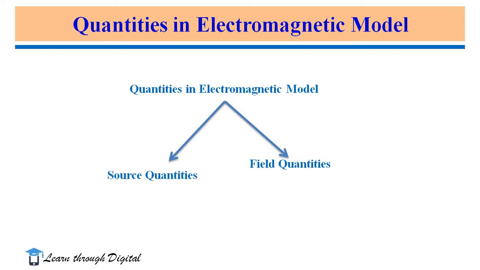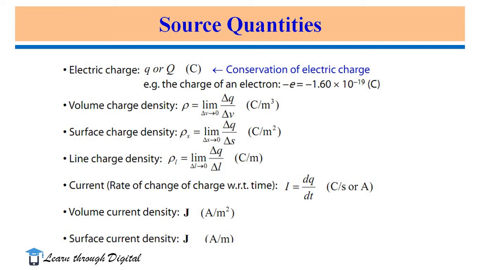The quantities in electromagnetic model can be divided into two categories: source quantities and field quantities. The source of an electromagnetic field is invariably electric charges at rest or in motion. However, an electromagnetic field may cause a redistribution of charges which will in turn change the field. Hence, the separation between the cause and the effect is not always so distinct.